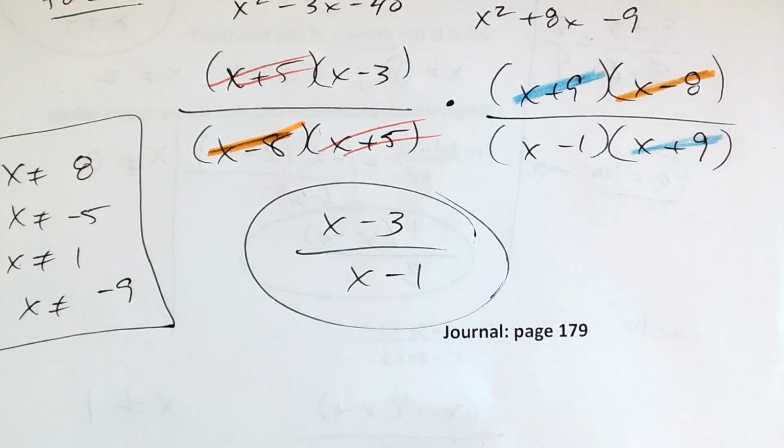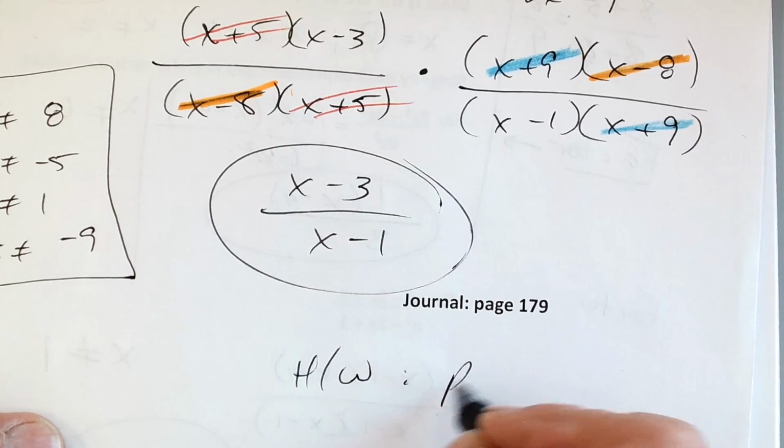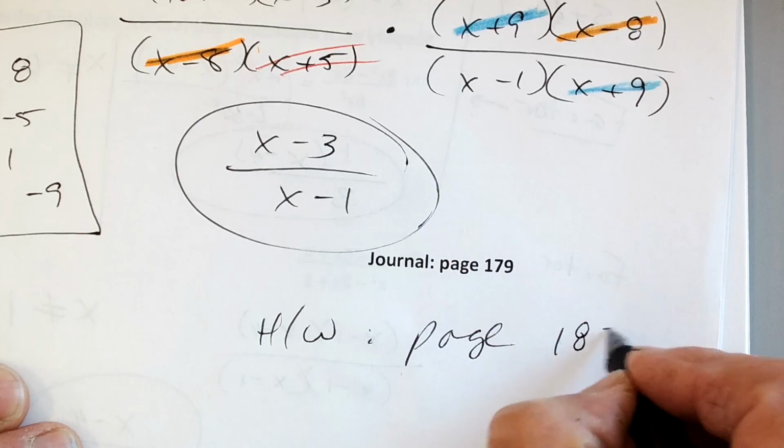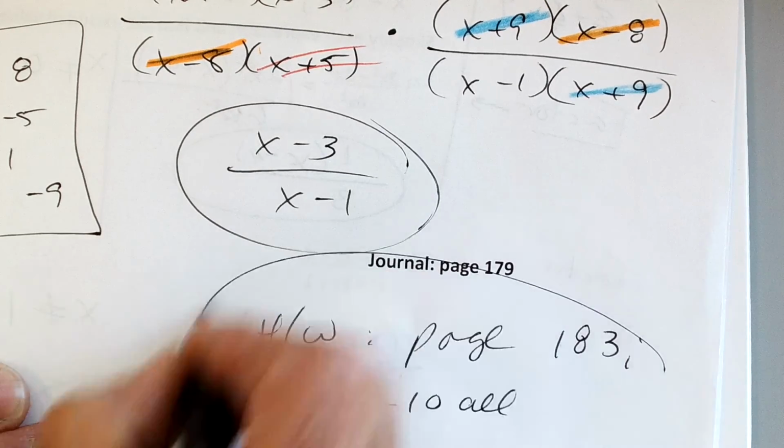Thumbs up. All right, so homework. It's going to be page 183, 1 through 10.